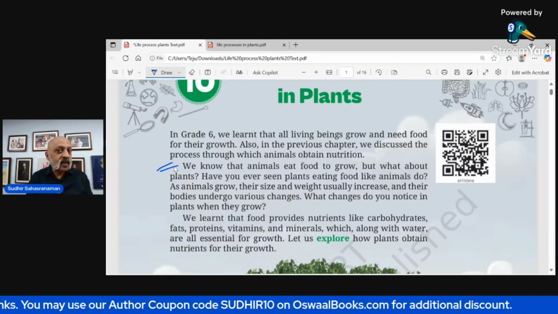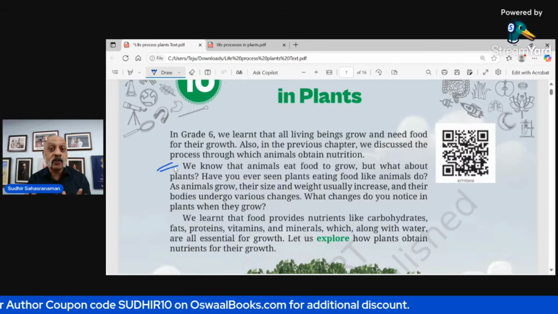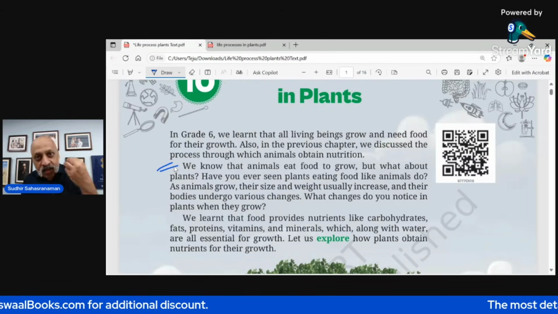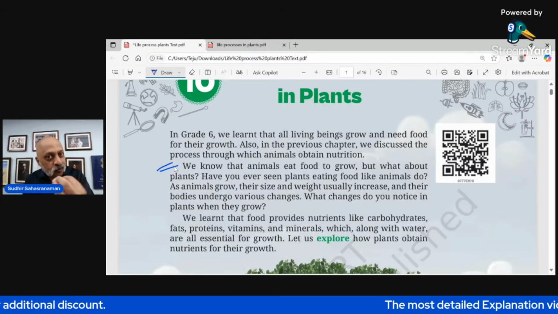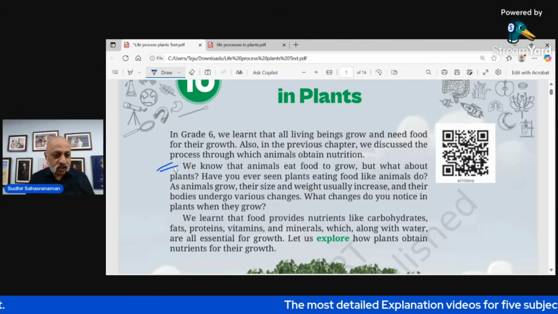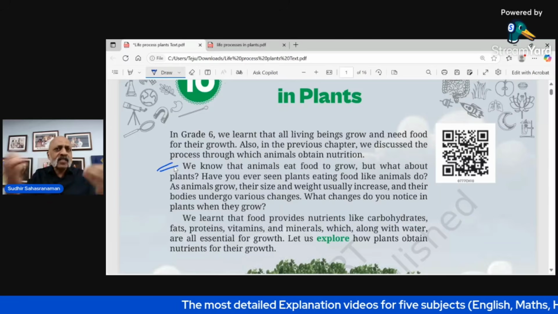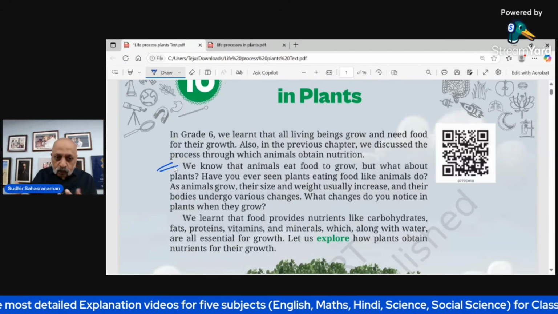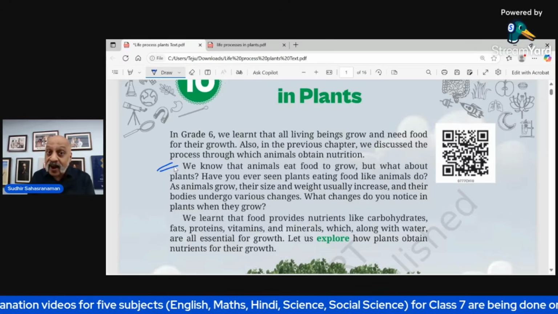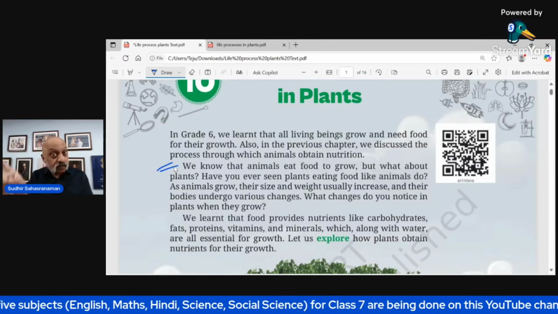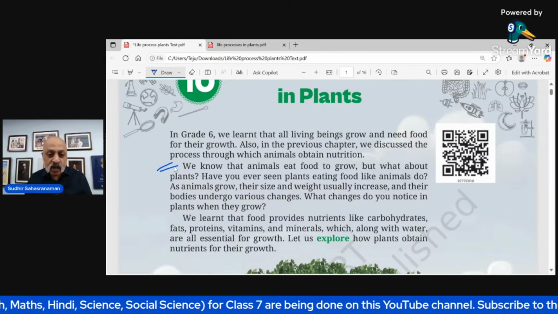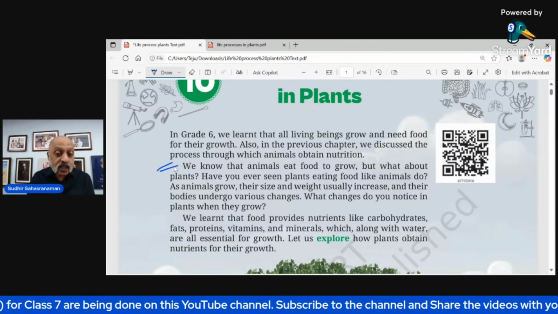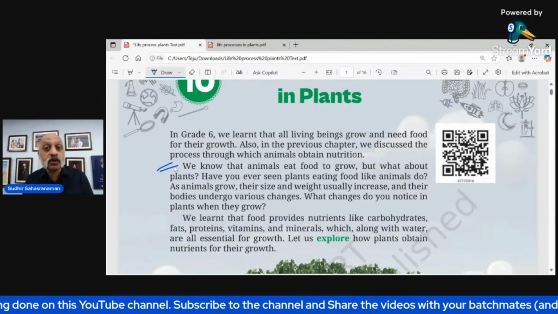What we are going to study is this very fascinating manner in which plants also grow. I feel very interested in this chapter from botany, and I hope you also feel equally interested. The chapter throws a lot of questions right at the beginning. We learned that food provides nutrients like carbohydrates, fats, proteins, vitamins and minerals, the five things that I told you about in the previous chapter, along with water. All these are essential for growth. So let's explore how plants obtain nutrients for their growth.